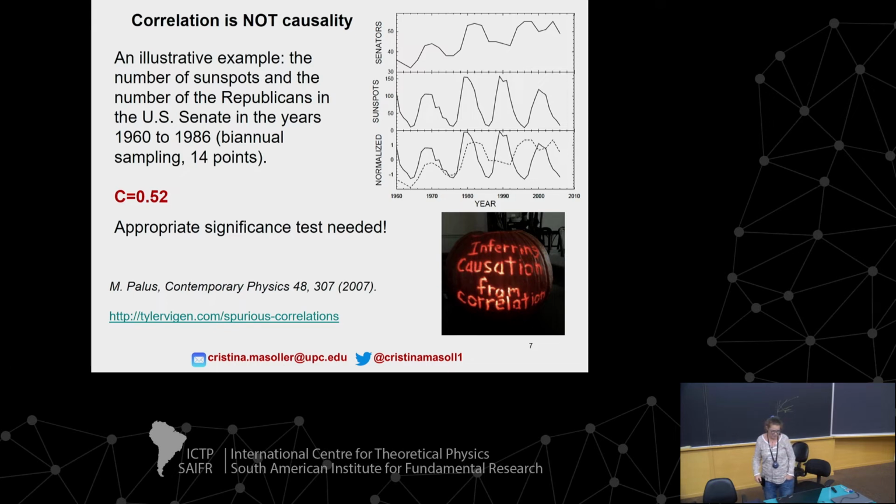And if you want to really read seriously about this, I strongly recommend this paper. It really tells all the story of the sunspots and the US Senate, Republicans in the Senate, and explains with all detail the type of surrogates you need to use. And there's also a really funny list of spurious correlations here. If you take a look, you laugh a little bit.